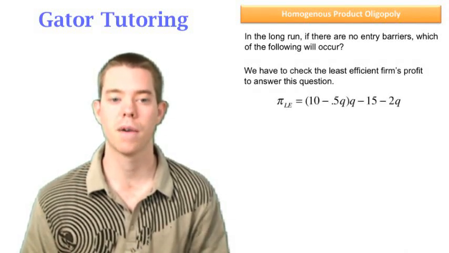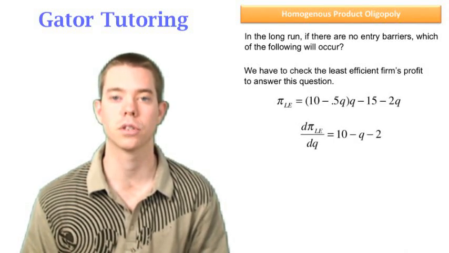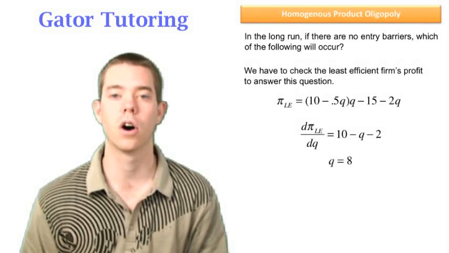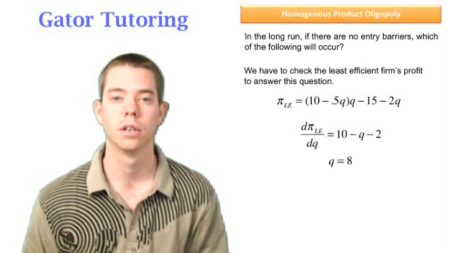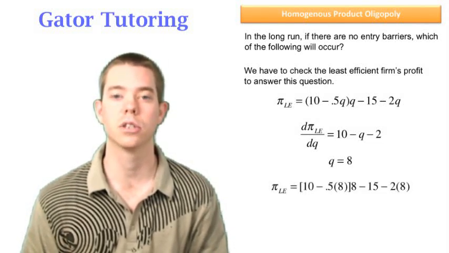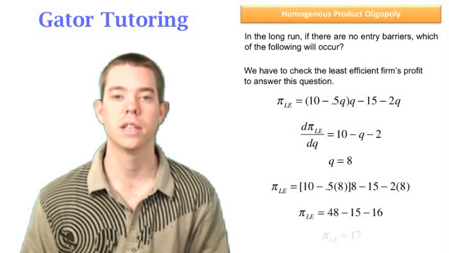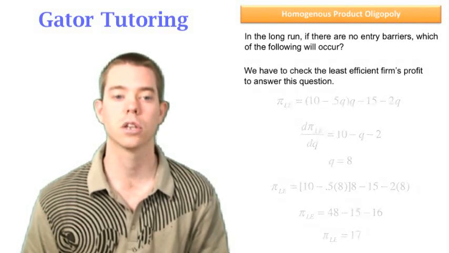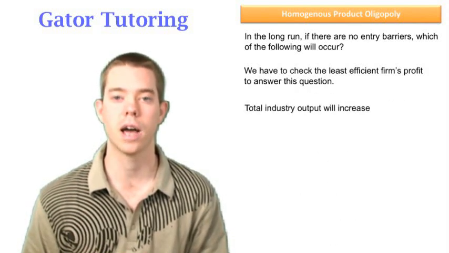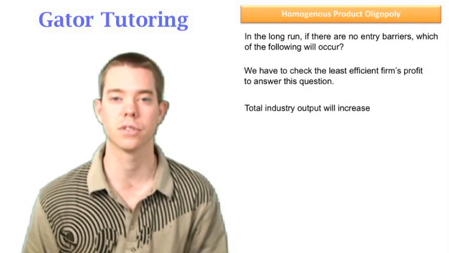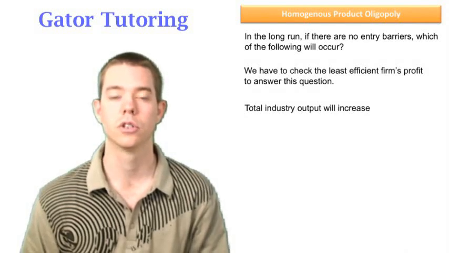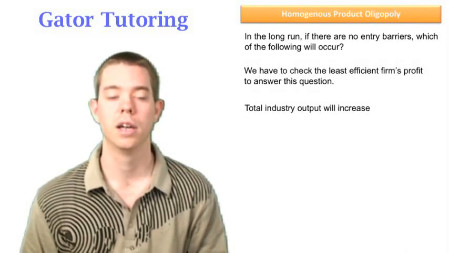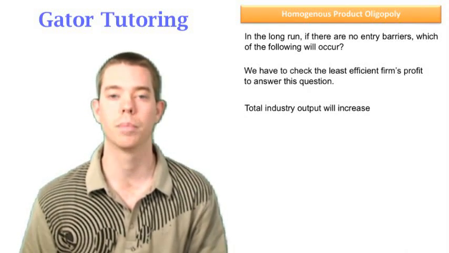So starting from the profit function, we're going to take the derivative with respect to q, set that equal to 0, and solve for q to be equal to 8 units. We then go back and plug 8 into profit and check whether or not they're making some money. We see that the total profit for the least efficient firm is $17, so we can conclude that total industry output will increase because it was a positive number. If it was 0, total industry output would stay the same, and if it was a negative number, total industry output would decrease.